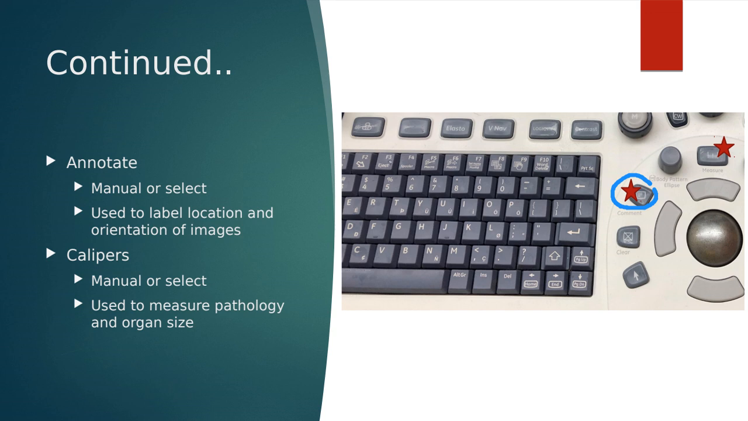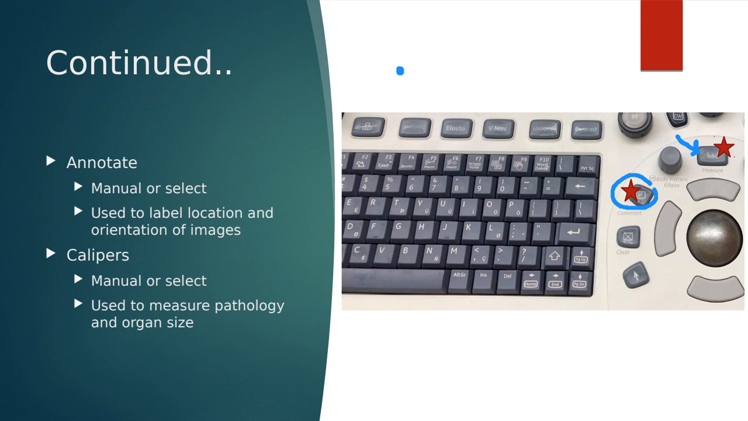Calipers, this is how we measure something. We can use pre-populated calipers. You'll see some text using that where the machine guesstimates what a measurement is going to be, but everybody should be in the habit of manually calipering, manually measuring anything that we see. So organ size, any pathology, we're using our calipers to do so. In order to get our calipers to pop up, we hit this measure button right above our trackball, and we're going to get a little caliper that pops up. We use our trackball and our set button to put that caliper where we want.